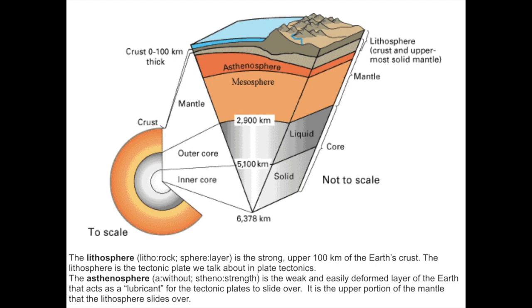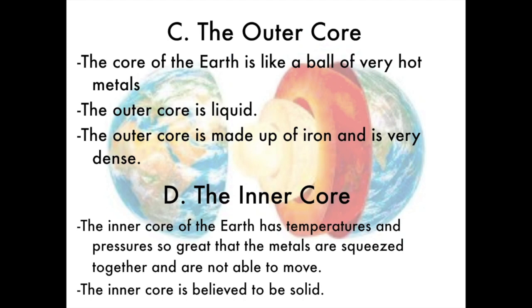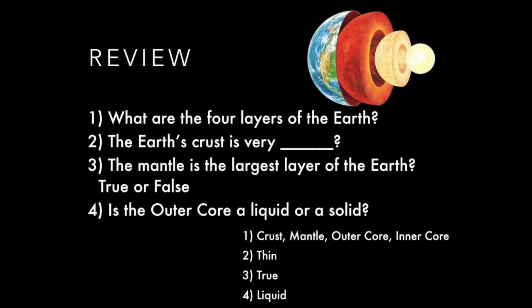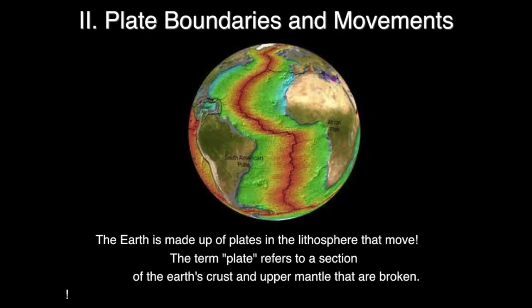The lithosphere is solid, while the asthenosphere is going to be weaker and more pliable, more like a honey. The outer core scientists believe is liquid and made up of iron and is very dense, while the inner core is going to be more of a solid material. You can take a look at this review. What are the four layers?